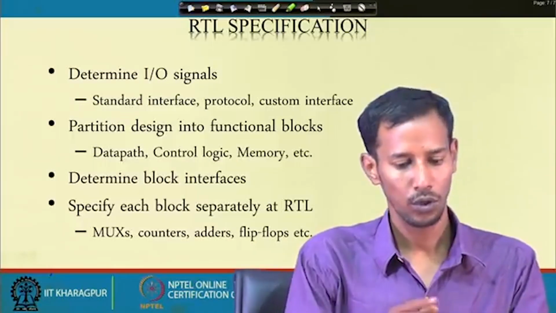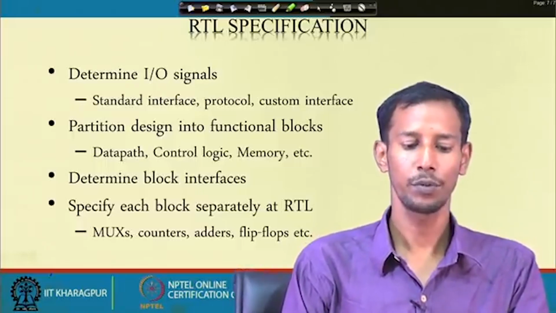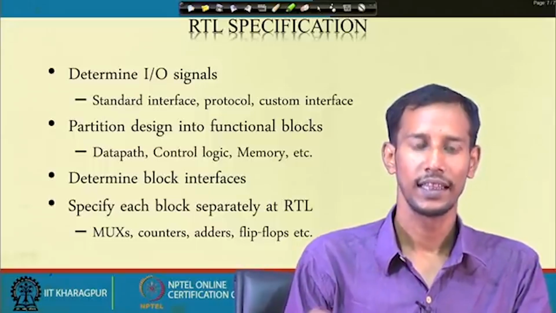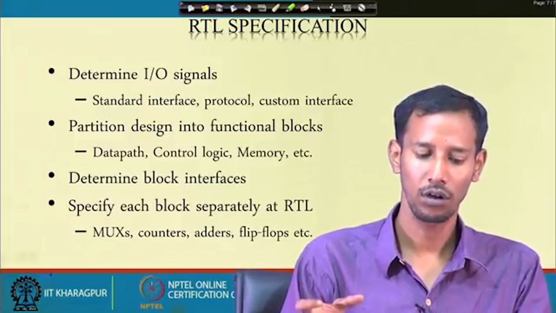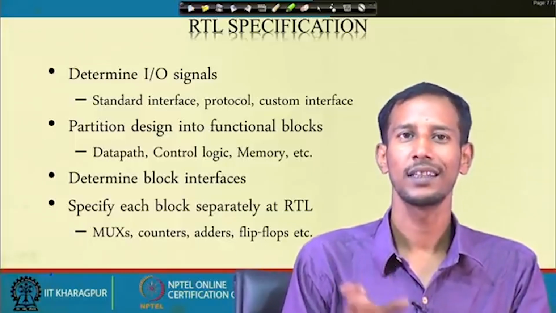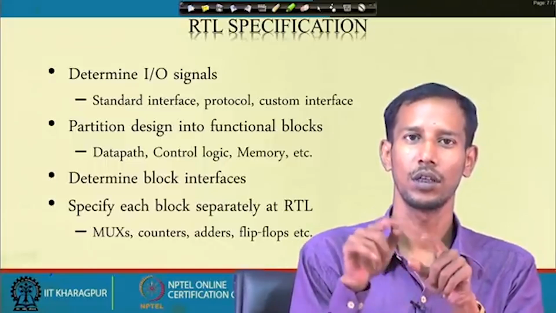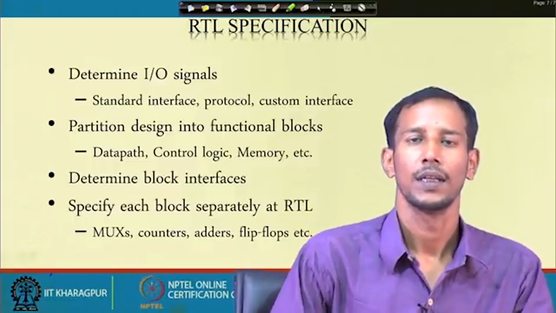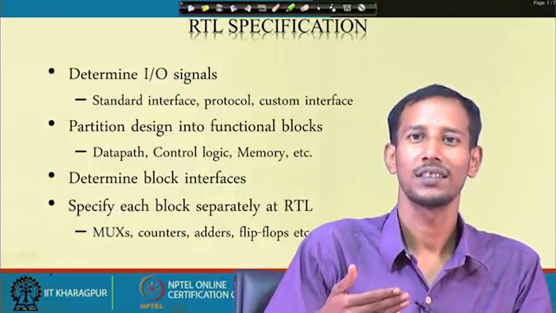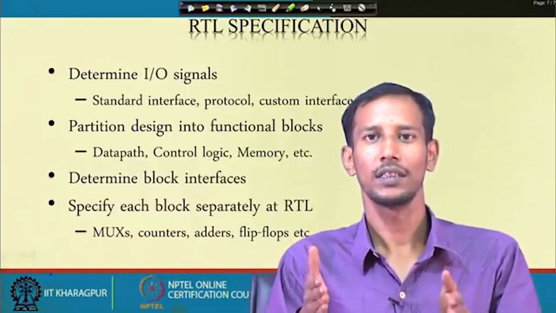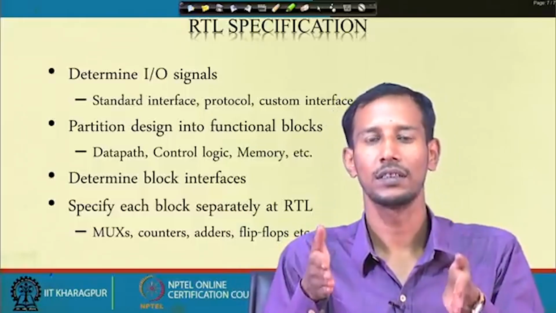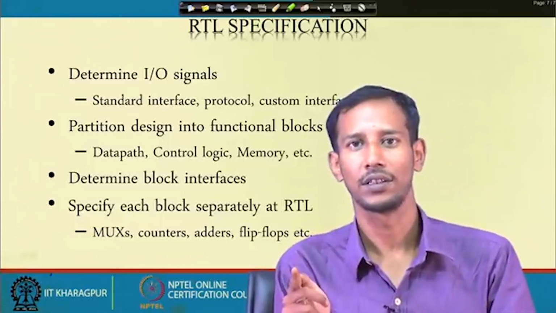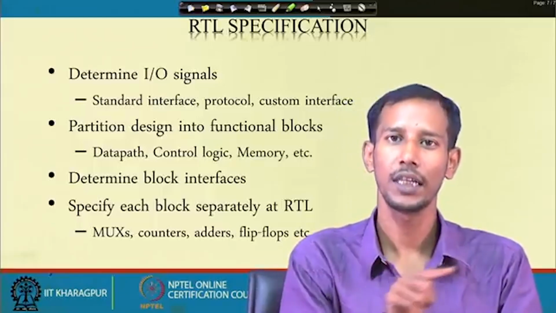Okay. So, in RTL specification there should be the IO signals. IO signals mean input output signals, then the partition of the design into functional blocks. In any particular system you have the control path and data path, that is part of the architecture. In this particular course we will cover the things from the algorithm to the architecture.